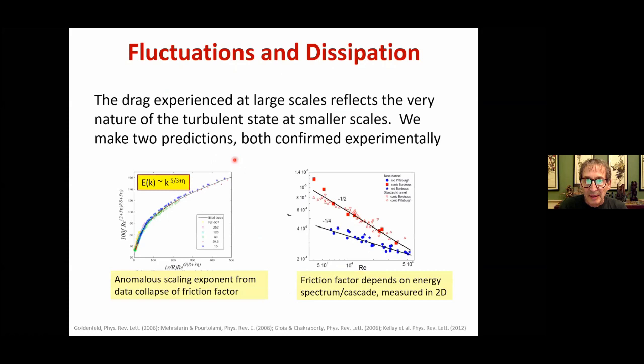So what I've shown you is that the drag experienced at large scales reflects the very nature of the turbulent state at smaller scales. What I mean by that is that what type of turbulence you have tells you how the friction scales. If you just made a purely dimensional argument, you wouldn't get these results. The fact that you see this dependence on the energy spectrum for the friction factor, the fact that you see the anomalous scaling exponent through data collapse through this analysis, shows you that there's a fluctuation dissipation relation in turbulence, which we can see empirically. We can derive it by semi-heuristic and scaling arguments, but we don't have a fundamental understanding of where these things actually come from.